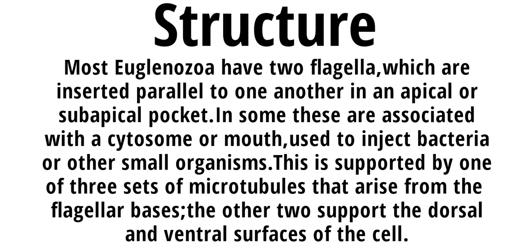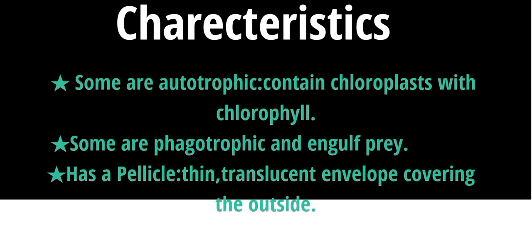Structure: most Euglenozoa have two flagella, which are inserted parallel to one another in an apical or subapical pocket. In some, these are associated with a cytosome or mouth, used to ingest bacteria or other small organisms. This is supported by one of three sets of microtubules that arise from the flagellar bases. The other two support the dorsal and ventral surfaces of the cell.